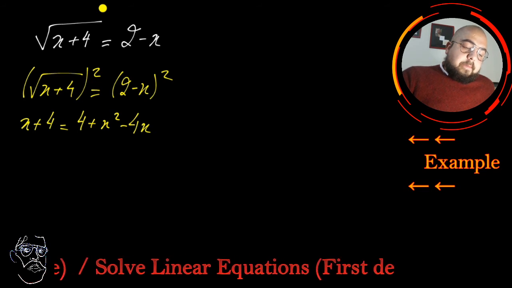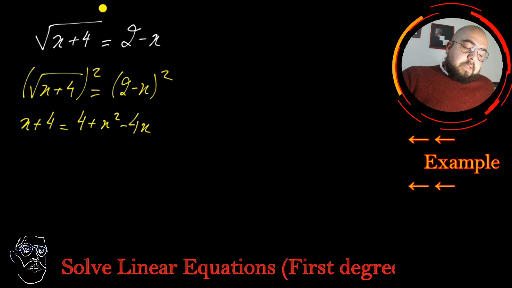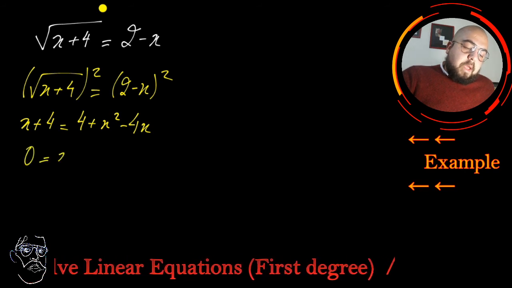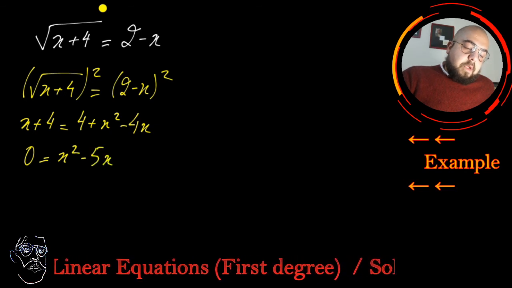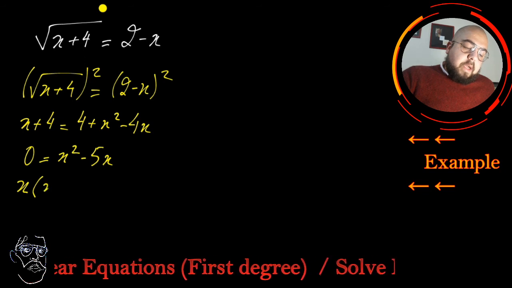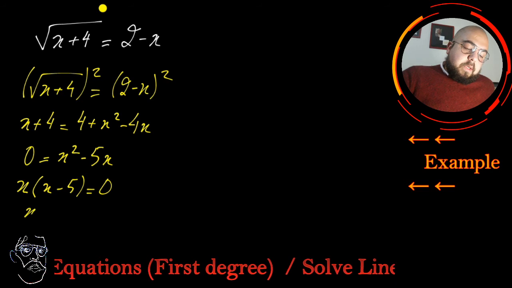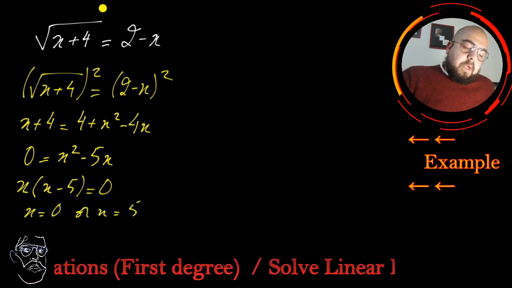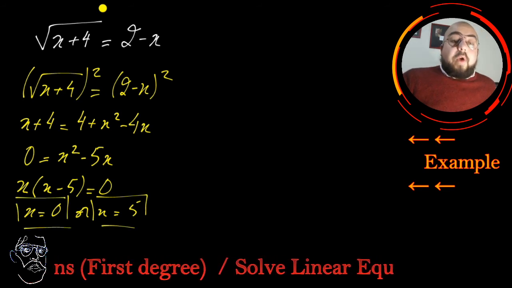I will have, in this case, 0 is equal to x squared minus 5x. So x as a common factor, x minus 5 is equal to 0. X is equal to 0 or x is equal to 5. These are the two roots. Now, these two roots, you should verify them.